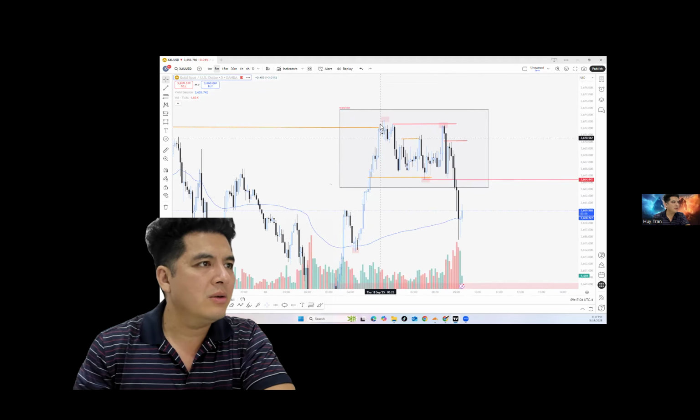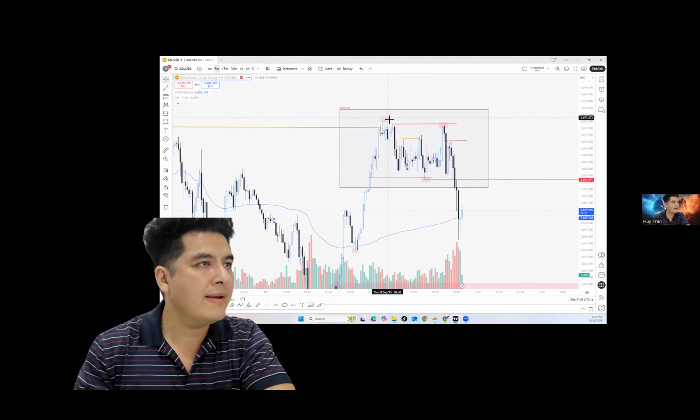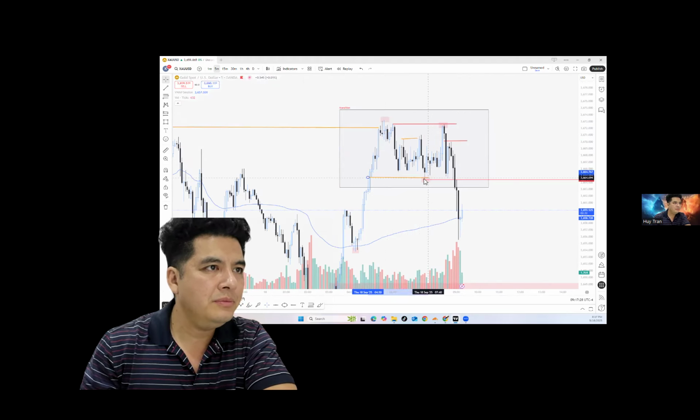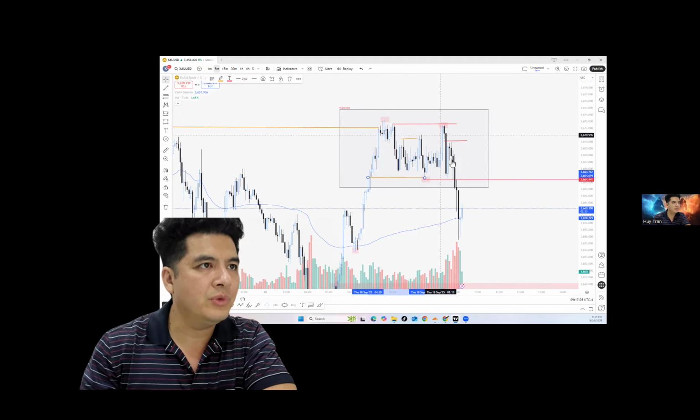Price came up, created a high intraday, and then came back. From here we don't know where it's going to go, up or down, so of course it's going to range. From here to here, what can we see? The high and the low. And then this took liquidity, so of course price moved up.